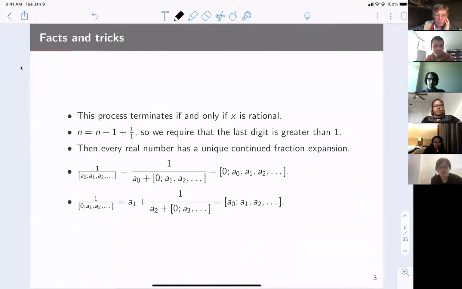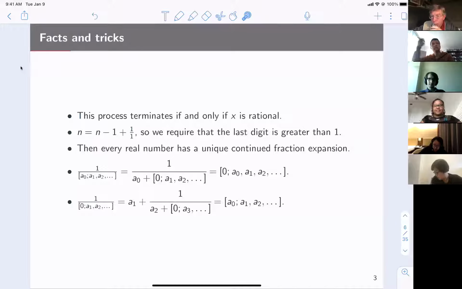This process terminates if and only if x is rational. We have some issues with ambiguity, but we can easily deal with that. This is a dynamics conference, so one way to deal with it is you just say the rationals are measure 0, whatever. The other thing you can do is impose a rule and say, we don't want this case to happen, we'll just ignore it. And then we have uniqueness for every positive real number. And we can get shift maps by playing around with 1 over these expansions.